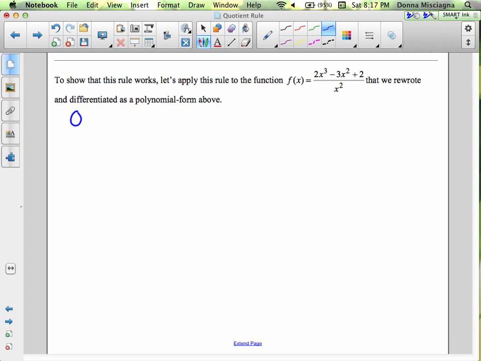As a reminder, the quotient rule, if we're taking the derivative of a quotient, is going to be the denominator times the derivative of the numerator, minus the numerator times the derivative of the denominator. Make sure I make my u's and v's look different.